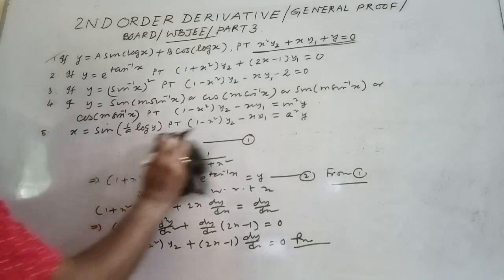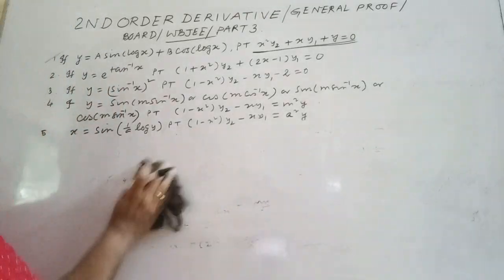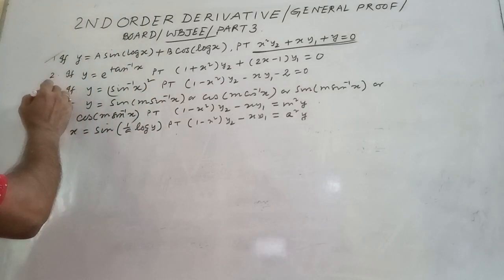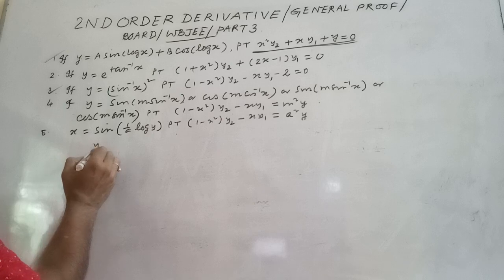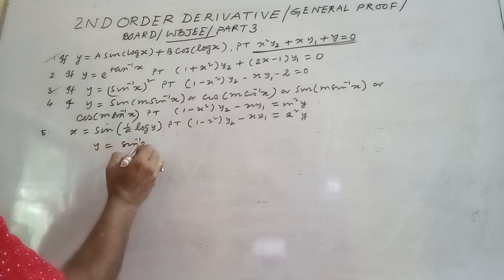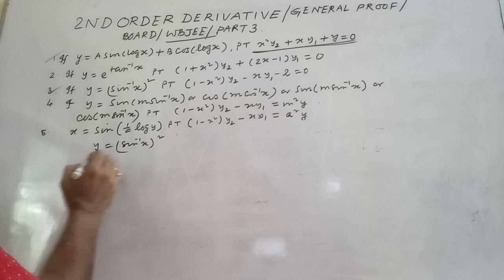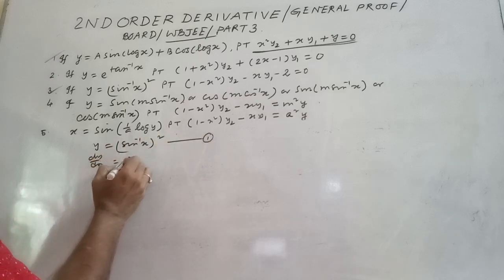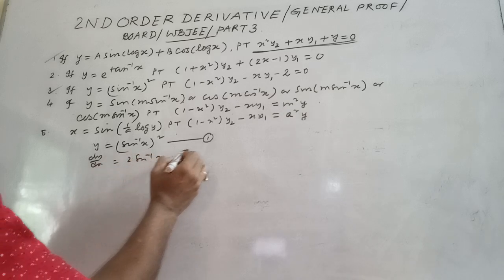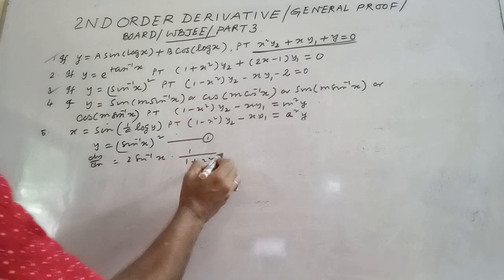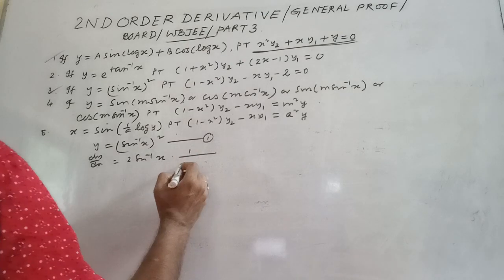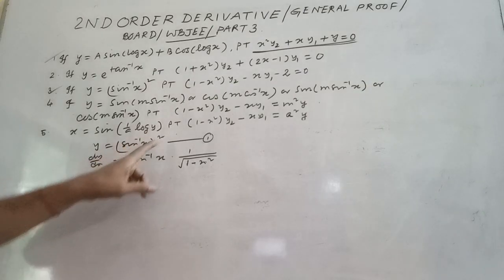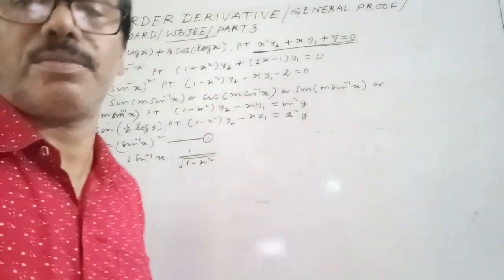Now problem number 3: y equals sin inverse x whole square. Call it 1. What is dy by dx? 2 sin inverse x into 1 by root under 1 minus x square. 2 comes forward, and the derivative of sin inverse x.